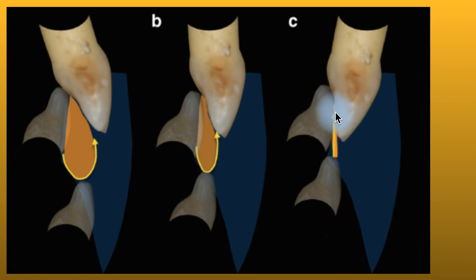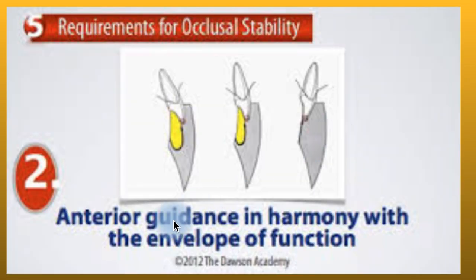Over here we have a severely class 2, div 2 situation where there's a severely restricted envelope of function. Spear would call this a pathway wear patient, where the incisal edge would spend a lot of time wearing it down. Dawson called this particular situation the envelope of function, but he phrased it that it needs to be in harmony with anterior guidance. And what he's saying is, as the mandible slides down and forward, it should live just on top of or just outside of the envelope of function for there to be muscle harmony.